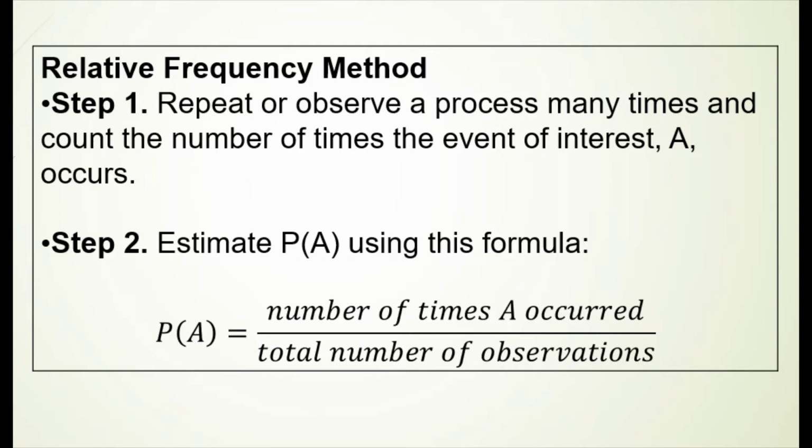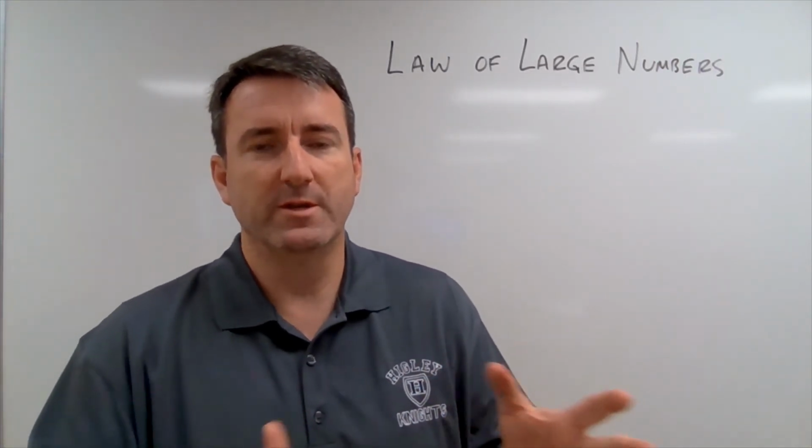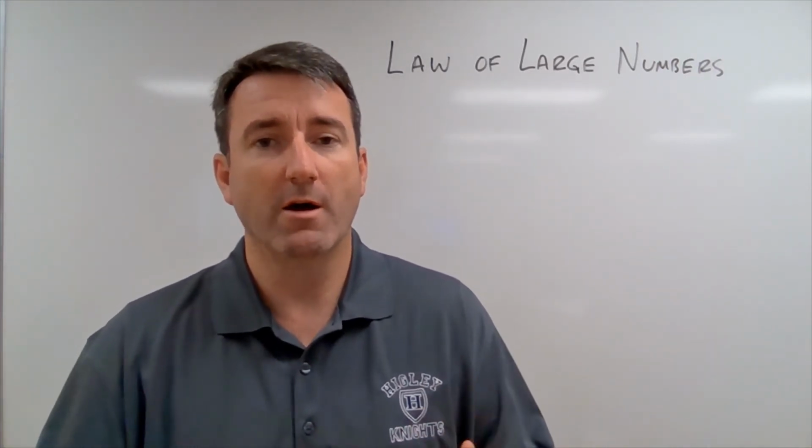So if I flip a coin 1,000 times and I get 503 heads and 497 tails, then the probability of getting a heads is 503 divided by 1,000, or 0.503. An example of the way that we use the law of large numbers is with car insurance.